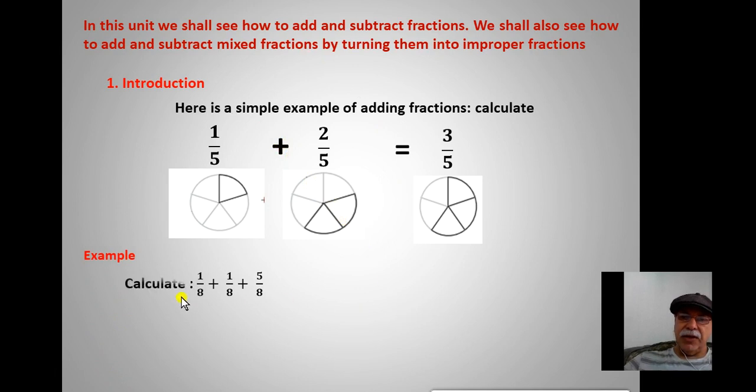Example: we have here fractions we want to add, 1 over 8 plus 5 over 8. You see the denominator is the same, that's why we only add the numerators. We get 7 over 8. This 7 comes from 2 plus 5, over 8, because the denominator is the same.